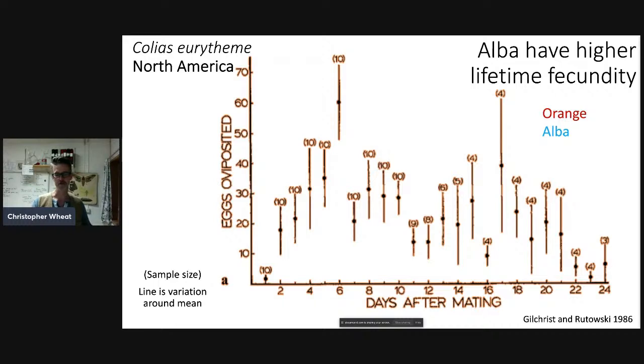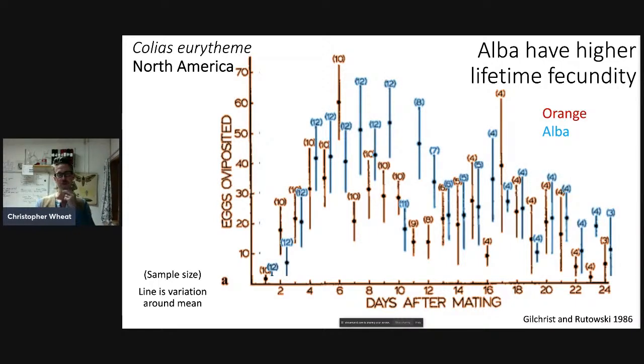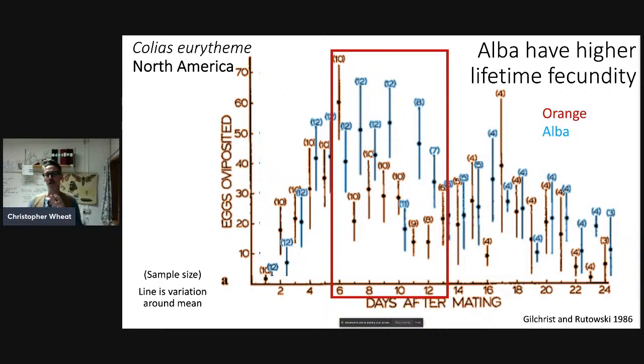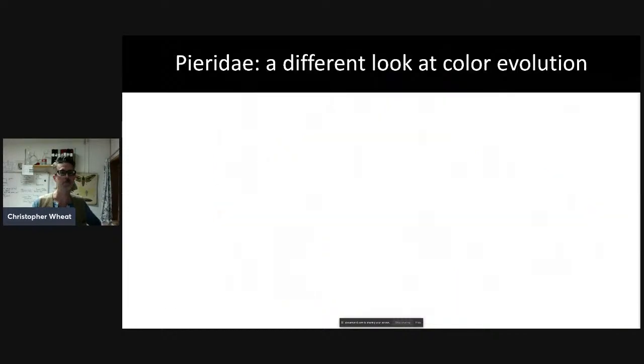This is just an example of a very old study from North America looking at Colias, where you see eggs laid in days after mating, and you see the mean and the distribution and the sample size above each day range. And you can see that here in this middle range, as they're starting to reach their more peak egg production, alba is really having a higher fecundity compared to orange females. This is just an example of how they have a higher fecundity. It's complex, but it's there.